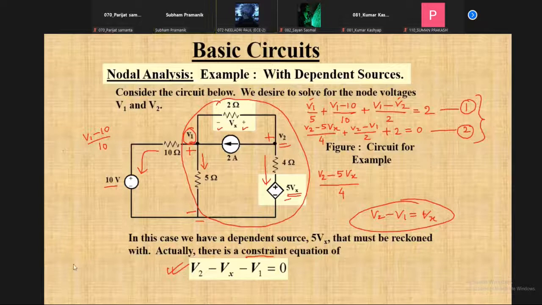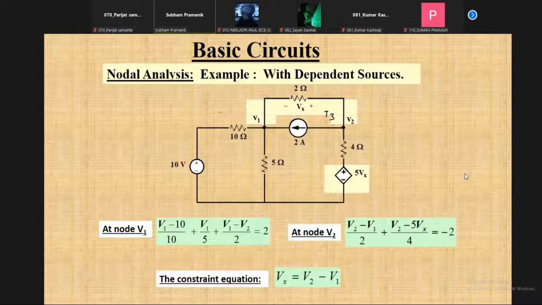Okay, then solve it. All those required equations are written. Solve. I wrote those equations in this previous slide. So these are the equations, you just need to solve them.